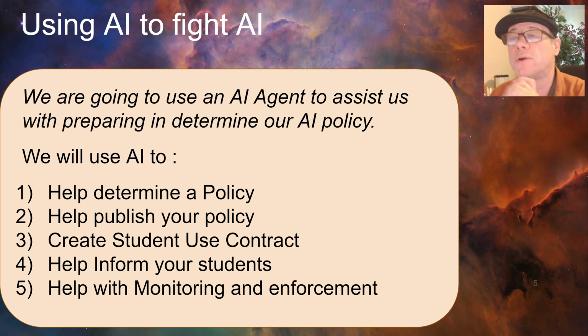In order to do this, we're going to use an AI agent to help us define and fight the AI problems we might have in our classroom. We're going to use AI to help determine a policy up front, and then how to put it together, publish it in syllabus format. Use AI to help us create a student contract based on the policy that we choose. We're going to come up with some ideas to help inform our students on how to best use AI products. And we're going to come up with a way to enforce and help monitor AI use in our classroom.